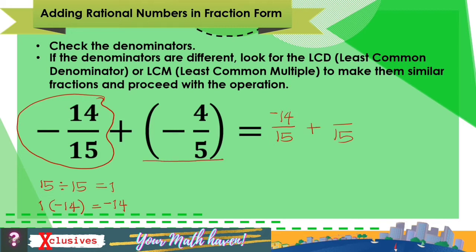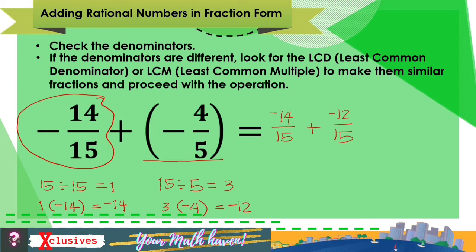Let's go ahead and check the second term. For the second term, we have the LCD, which is 15, divided by the denominator of the second term, that's 5, that gives us 3. 3 will then be multiplied to the numerator, that's negative 4. This gives us negative 12. So we will write negative 12 as the numerator for the second term.